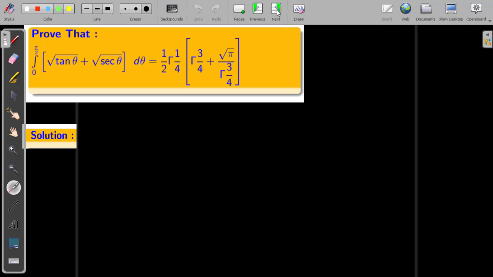Let's get started. This is the question. Prove that the integral from 0 to pi by 2 of root tan theta plus root of secant theta d theta is equal to half times gamma 1 by 4 multiplied by gamma 3 by 4 plus root pi divided by gamma 3 by 4. This is the result we want to prove.